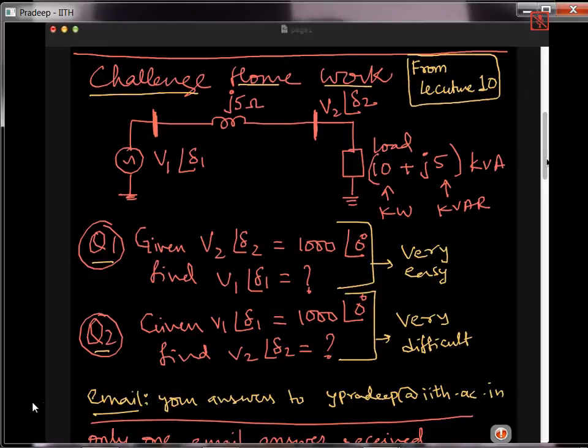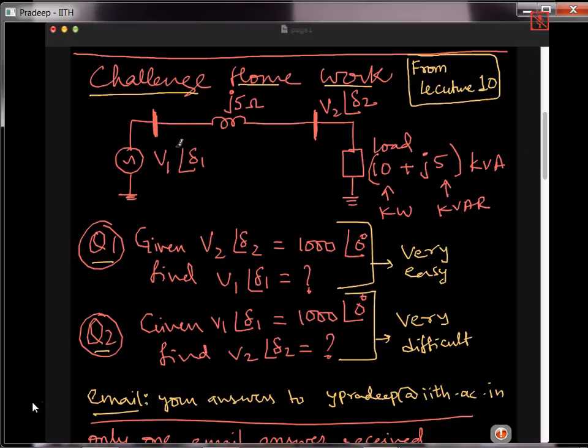So if I quickly review the question, there is a voltage source and the voltage is V1 and delta 1. And there is a transmission line whose resistance is not given. That means it can be assumed 0. Only the reactance is J5 ohms. Then at the other end, there is a V2 delta 2, the voltage and angle at the receiving end, where the load of 10 kilowatt plus J5 kVAR is connected. So this is the simple system, just two buses, one voltage source and one load.